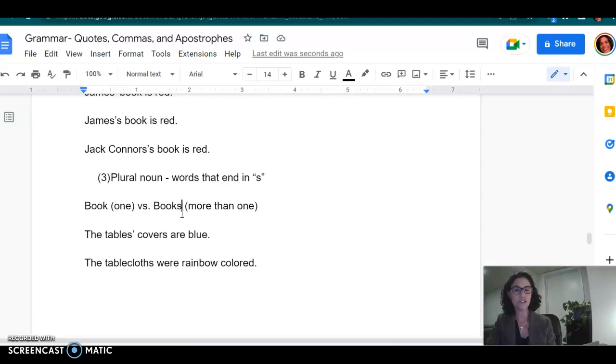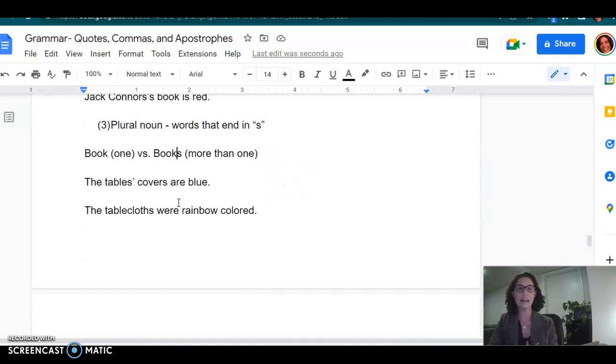Here, when we want to show possession for plural nouns that are made plural by adding an S, now we just add the apostrophe. The tables' covers are blue. So look at the sentence by itself. The tables' covers are blue. How many tables are there? I don't know. We just know it's more than one.